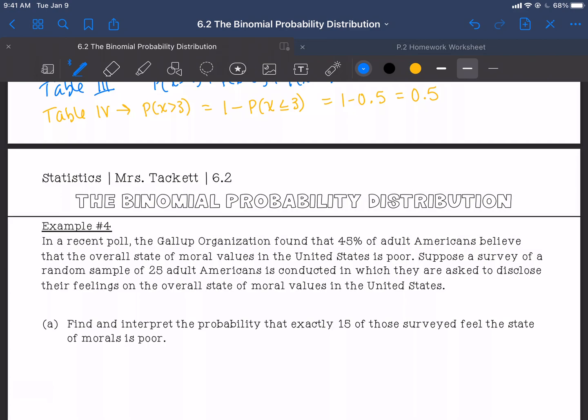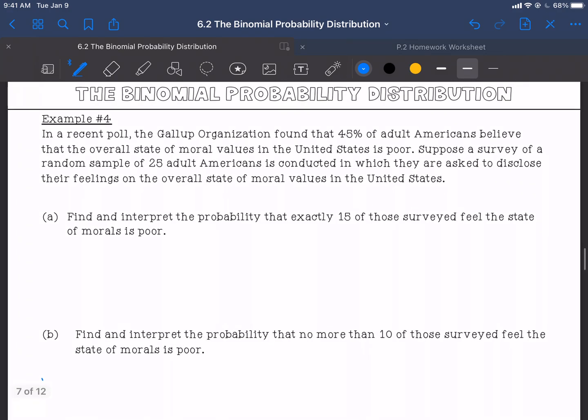Okay, so now let's apply this to some context. Example 4: in a recent poll, the Gallup organization found that 45% of adult Americans believe that the overall state of moral values in the United States is poor. Suppose a survey of a random sample of 25 adult Americans is conducted, in which they are asked to disclose their feelings on the overall state of moral values in the United States.